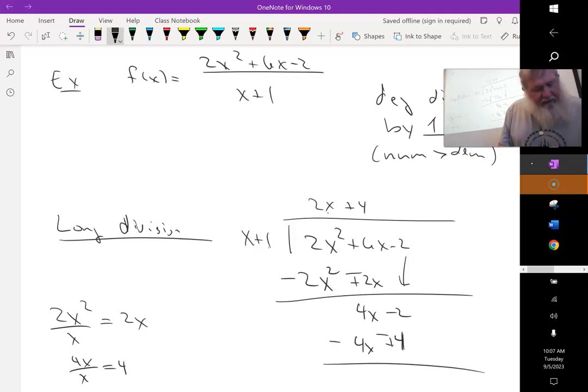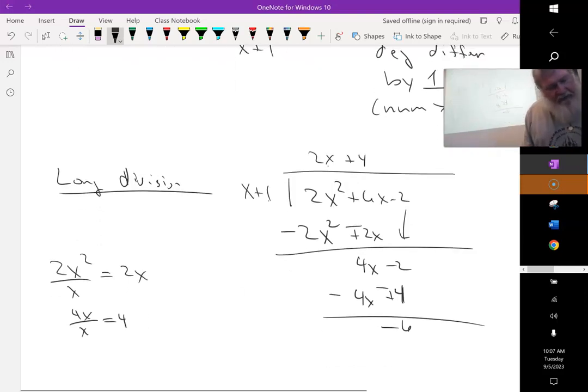So we'll change the signs. What is 4x minus 4x? 0. Minus 2 minus 4 is what? Minus 6. Okay. So do we have, is this less powers than that x? It is, right? Once we get to less powers, we're done. All right, so now what happens here?